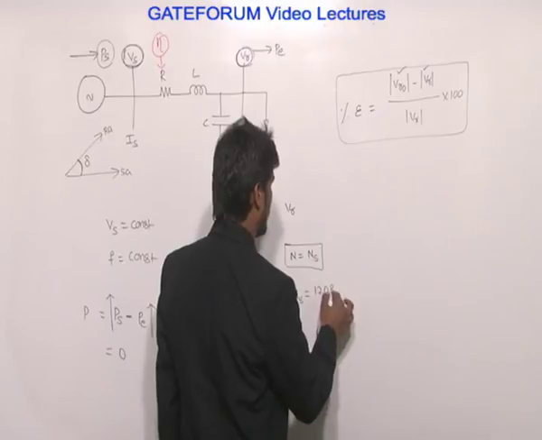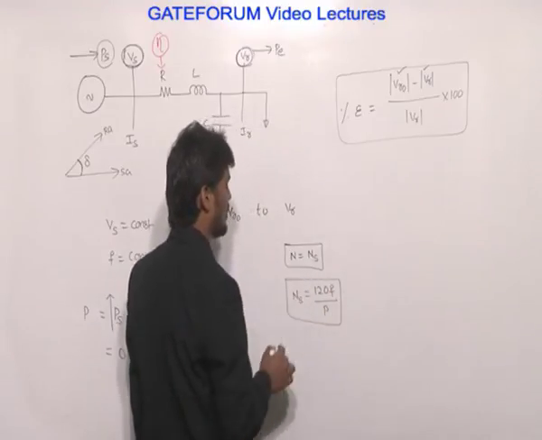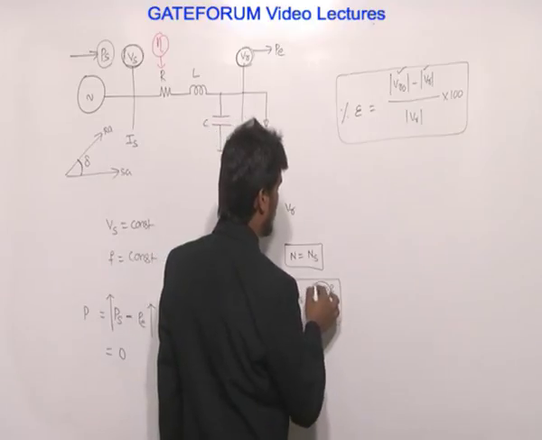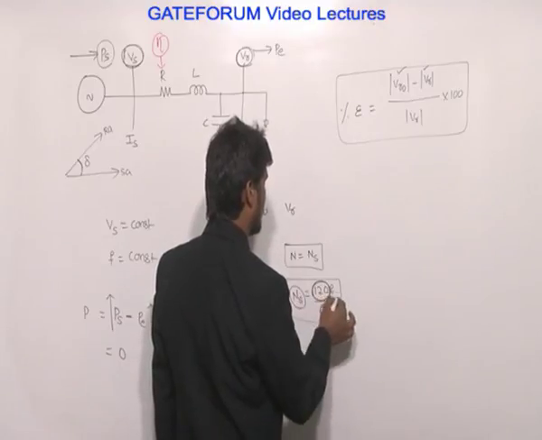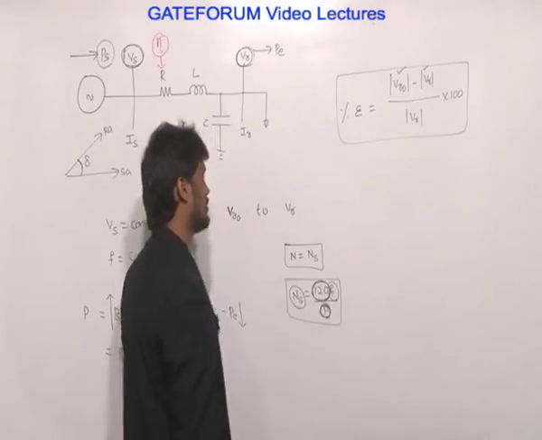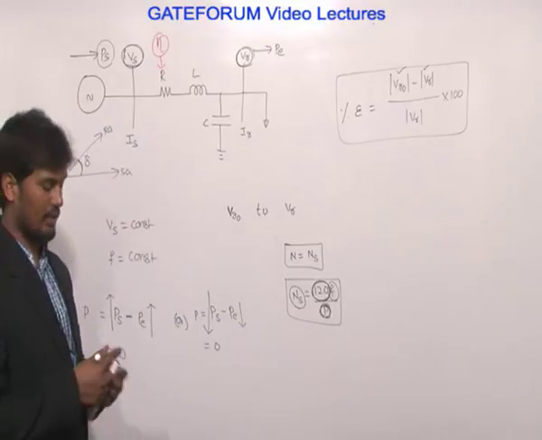Now Ns is equal to 120 F by P. We know this synchronous speed formula. As the speed is synchronous speed, 120 is constant, the number of poles is also constant, and speed is constant. Definitely frequency is also constant. In this way, we are maintaining frequency constant.